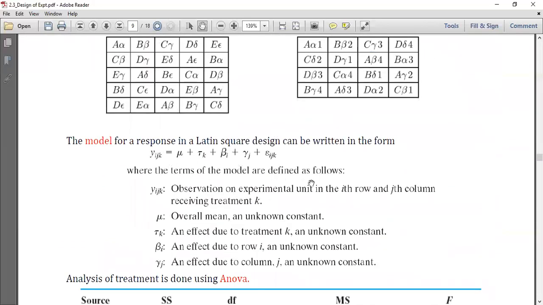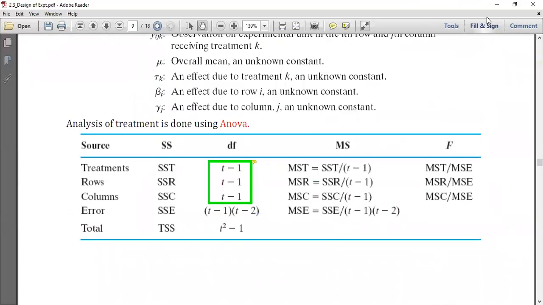So we have seen the model equation as well as ANOVA. That's the end of this particular video lecture.